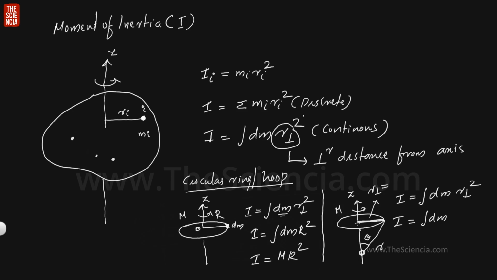And what is the value of this r perpendicular? If this is r and theta, it is r sin theta. So r perpendicular is equal to r sin theta, whole square. So what do you get? You get I is equal to m r square sin square theta. So the reference point is an important thing. When you are solving such problems, don't forget to consider the reference point.